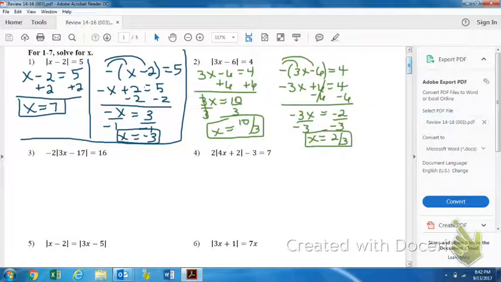So you have two values. And there's your answer.